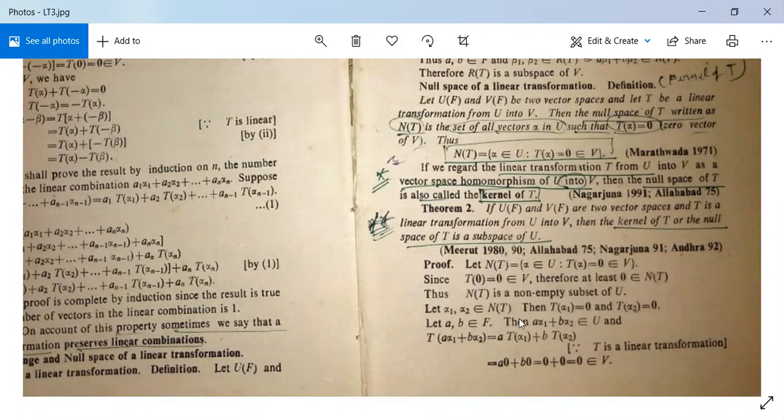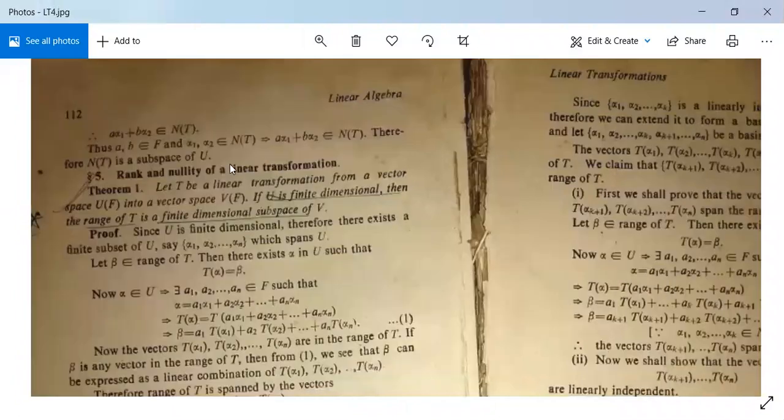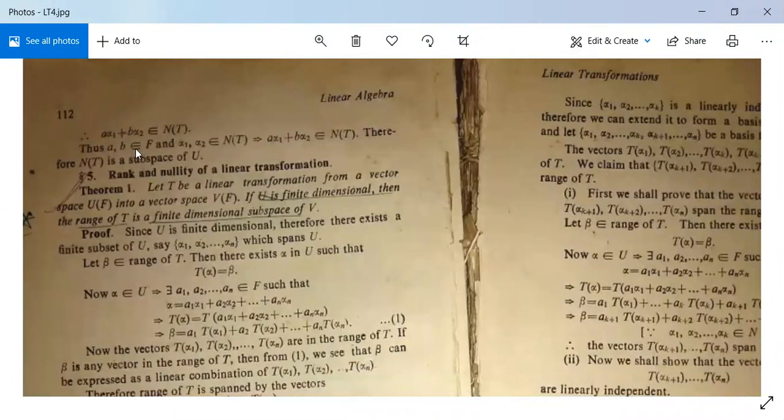Suppose two elements a, b belong to F, then a alpha 1 plus b alpha 2 belongs to U, and T of a alpha 1 plus b alpha 2 will be a T alpha 1 plus b T alpha 2, because T is a linear transformation. It is equal to a times the 0 vector plus b times the 0 vector. So it is 0 plus 0, which is the 0 vector in V. So we have shown that a alpha 1 plus b alpha 2 belongs to N(T). Therefore, a, b belong to F and alpha 1, alpha 2 belong to N(T) implies a alpha 1 plus b alpha 2 belongs to N(T). Therefore, this N(T) is a subspace of U. This is also proved using the same result earlier.